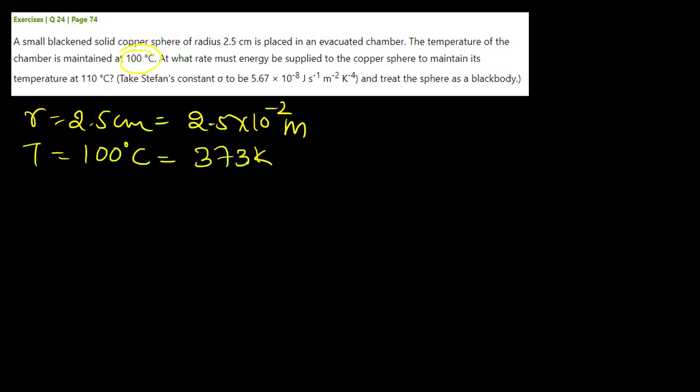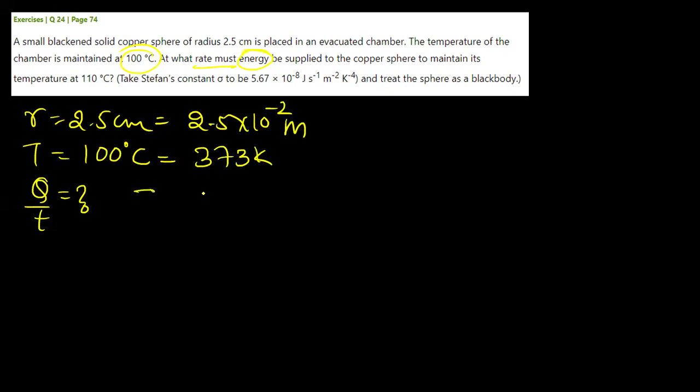At what rate must energy be supplied to the copper sphere? At what rate? Q by T. Energy supplied Q by T. Rate means divided by time. What divided by time? Energy divided by time. And as I told you, energy divided by time is power, right? Q by T is power.